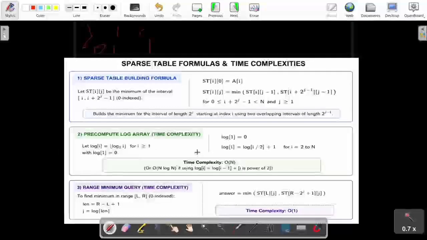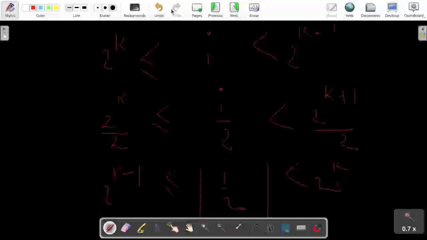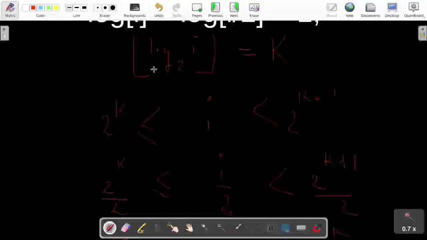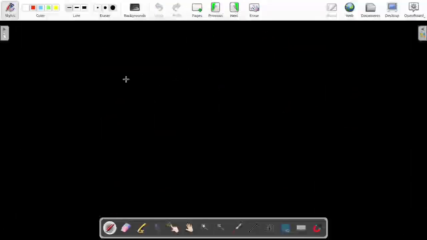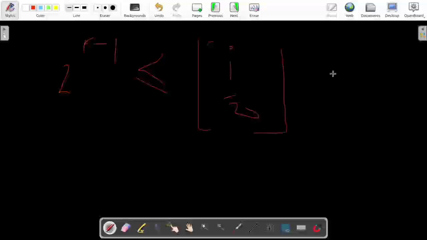I don't have enough space. Maybe I can use another slide, but I need to switch back again and again. So, okay, let's create a new page. So what equation we were having earlier, that is 2 to the power k minus 1 is less than or equal to floor of i by 2, is less than 2 to the power k.